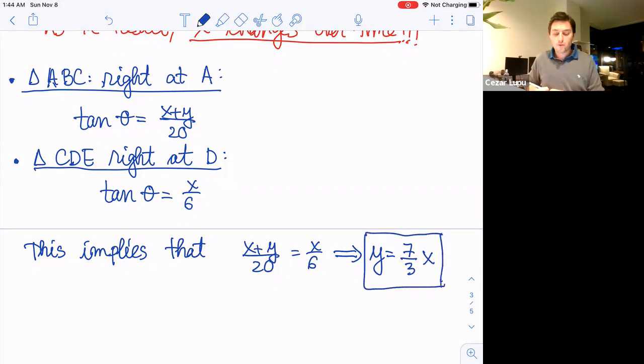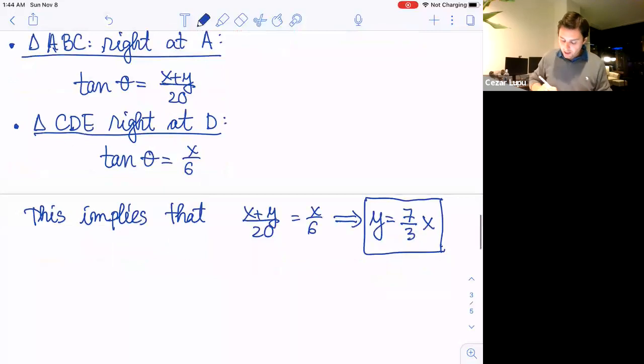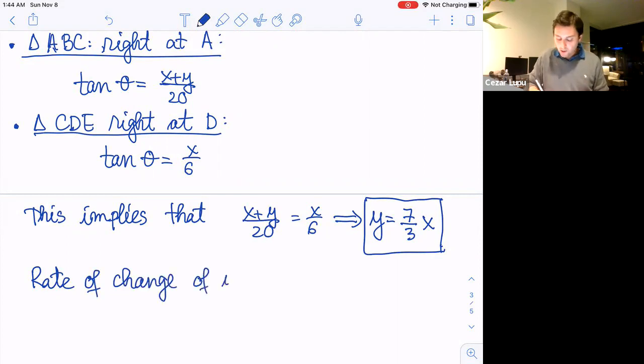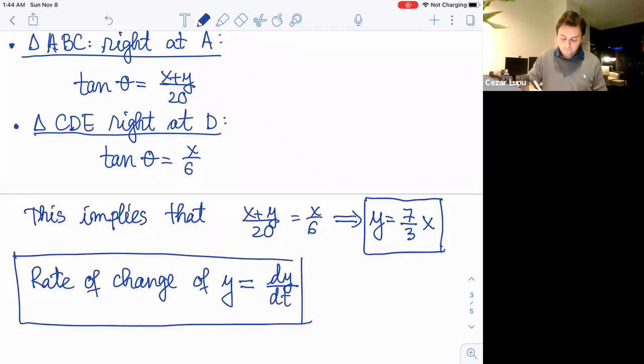So at this point, we are in a fortunate position. We obtained an equation which relates y and x. But also keep in mind that these two are functions of the time t, right? So every time when you hear the words rate of change, you always think of derivatives. So the rate of change of y, you always interpret this as the derivative of y with respect to t, to the time. Okay, so keep that in mind.